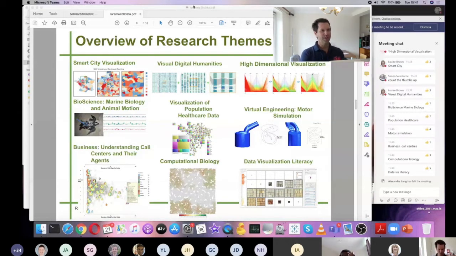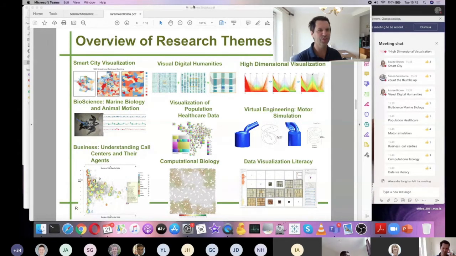The third one is call centers. So understanding the behavior of the agents. The agents are the people that work in the call centers. Trying to understand their behavior. And that's a business setting. So there's a business-related project that we're working on.